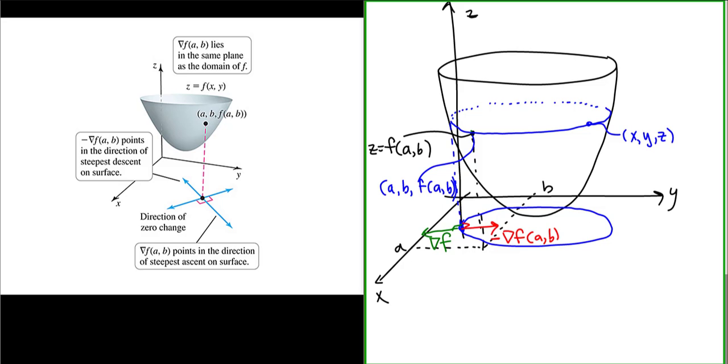So the gradient of our function tells us the direction we would need to change and how we would need to change our independent variables x and y in order to increase our value of z at the fastest possible rate. And the negative of the gradient of our function tells us the direction we would need to change x and y to have the fastest possible descent.